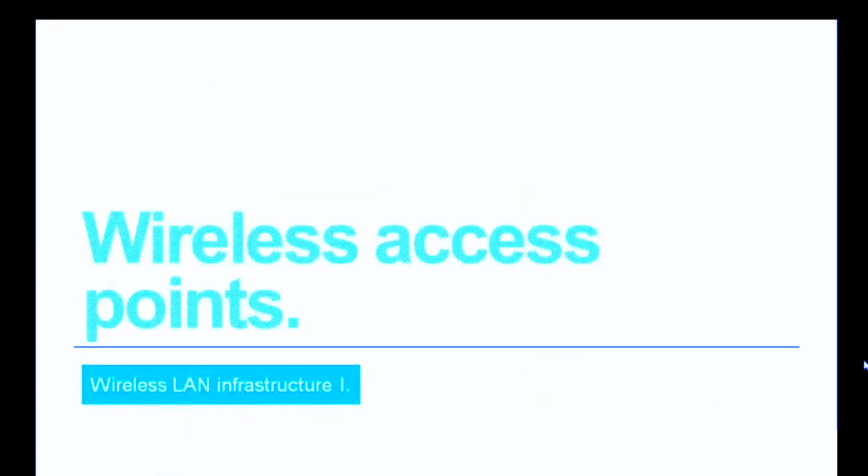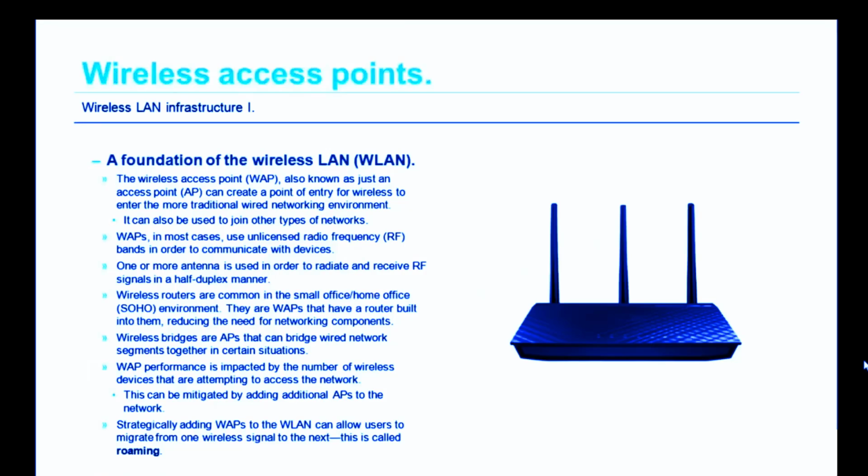Let's conclude with a discussion on wireless access points. The wireless access point is a foundational piece of the wireless local area network. The wireless access point, or WAP, can also be known as an access point, or AP, and it creates a point of entry for wireless to enter the more traditional wired networking environment. The AP can also be used to join other types of networks.